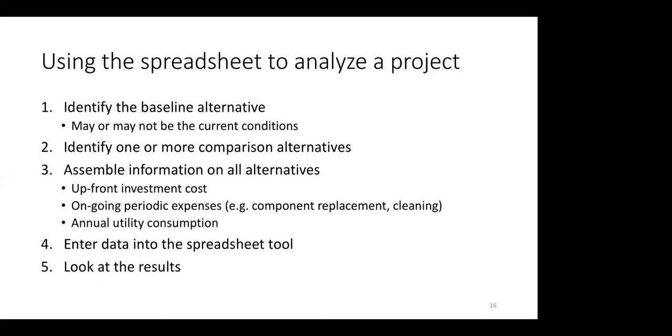Then you're going to go through and identify the comparison alternatives you want to consider and assemble information on the baseline and all of those alternatives. So that would be assembling information on the upfront investment cost, those ongoing periodic expenses, and the annual utility consumption. And I should emphasize that this is probably the place that's going to take the most time on any given project. And this is the place that it's project specific. So this is the place that our tool can't really help answer those questions. It can help you, once you have that information, figure out what it means.